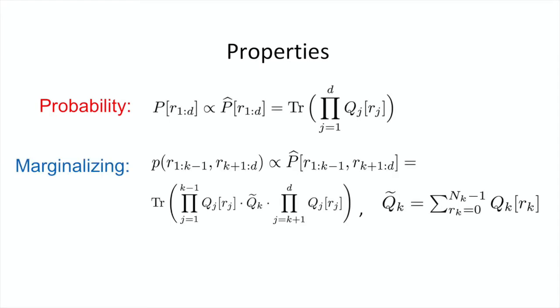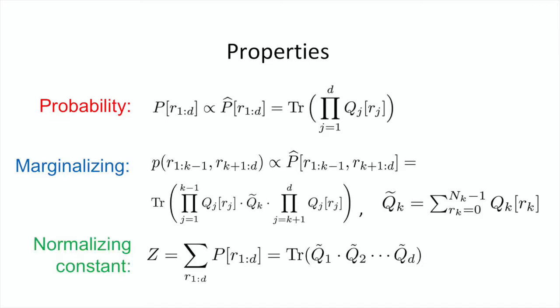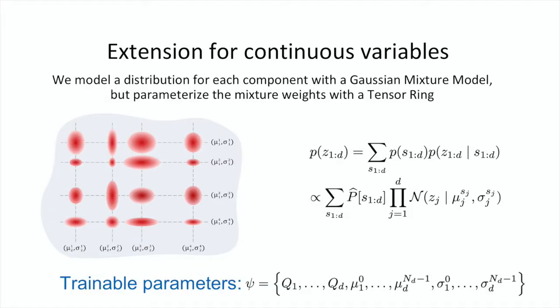In this decomposition, we can marginalize the distribution along any variable by summing the corresponding core along the first axis. We can also compute a normalizing constant efficiently by marginalizing out all variables. Since we can compute marginal distributions and a normalizing constant, we can also compute conditional distributions and sample with a chain rule. We generalize the tensor ring representation to continuous distributions.